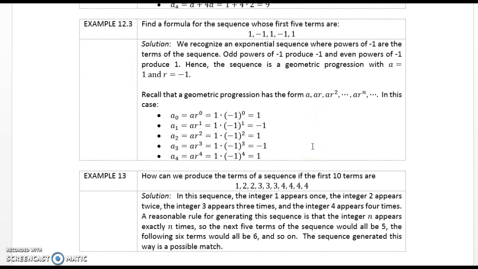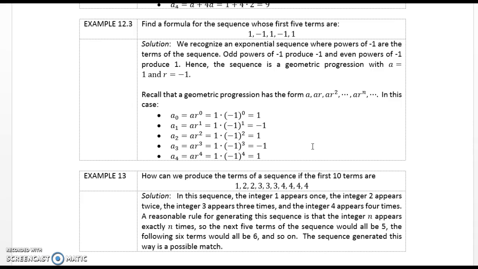Example 12.3. Find a formula for the sequence whose first 5 terms are 1, minus 1, 1, minus 1, 1. We recognize an exponential sequence where powers of minus 1 are terms of the sequence. Odd powers of minus 1 produce minus 1, and even powers of minus 1 produce 1. Hence, the sequence is a geometric progression with a equal 1 and r equal minus 1.